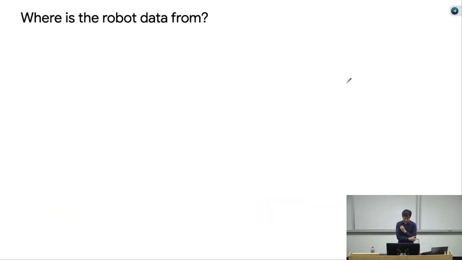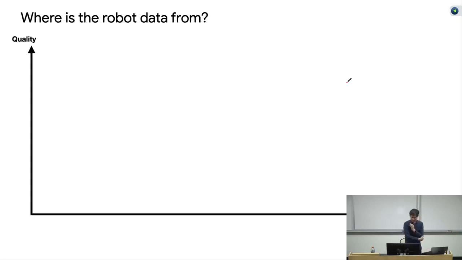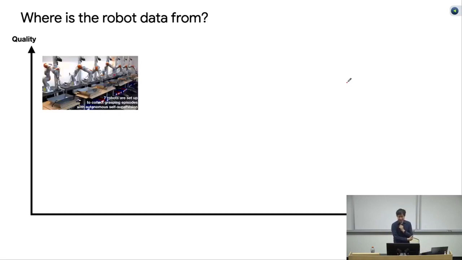Okay, so I think we already understand how we can use these foundation models for robot control. Let's go to the second question. Where is the robot data from? So here are two axes. We care a lot about the quantity and the quality of the data. We can collect the robot data by what we did in RT2. We set up many robots in parallel, then we collect data day and night. These are high quality data because these are real world data on real robots. So it has the right action space and so on. But it's very hard to scale up. So the quantity is very low.